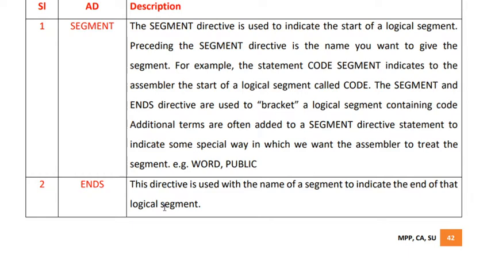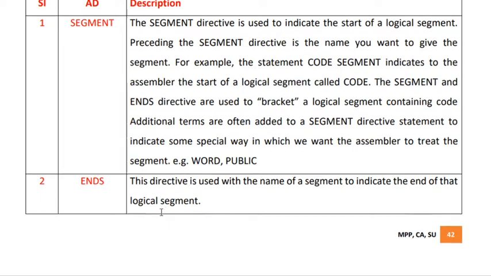Now, the segment directive is used in conjunction with the ends directive in order to bracket a logical segment. Additional terms are often used in conjunction with the segment directive in order to indicate some special way in which you want the assembler to treat that particular segment. For example, if you want to keep a segment public, we use the additional term public.